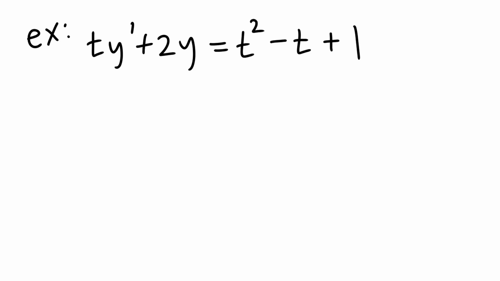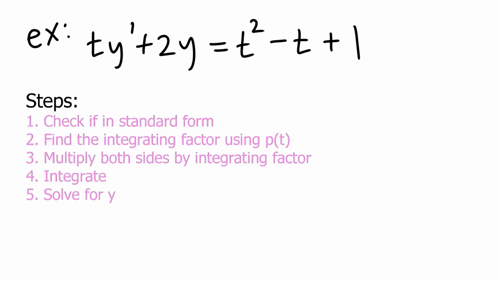So let's do that. In my last video, I wrote out the steps for solving these types of equations, and I'm going to pull that up right here. The first step is to check if the given equation is in standard form. Second, you find the integrating factor using the p of t from the standard form. Third is to multiply both sides by the integrating factor. Fourth is to integrate both sides. And fifth is to finally solve for y.